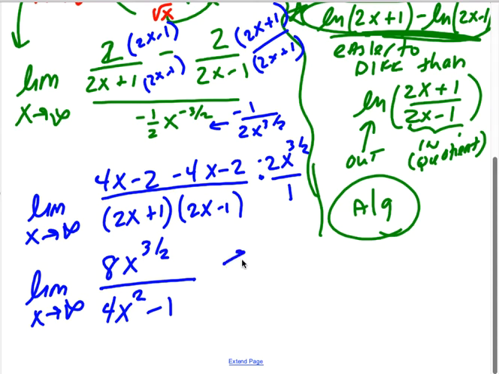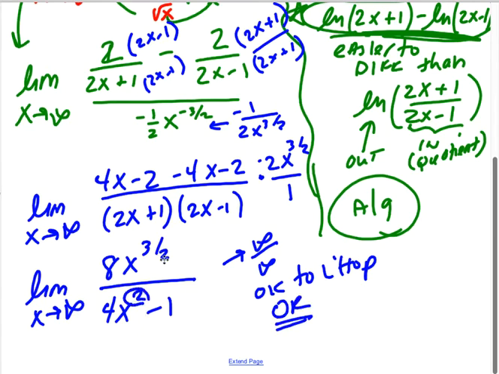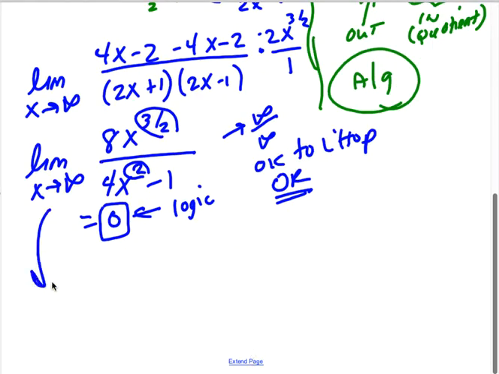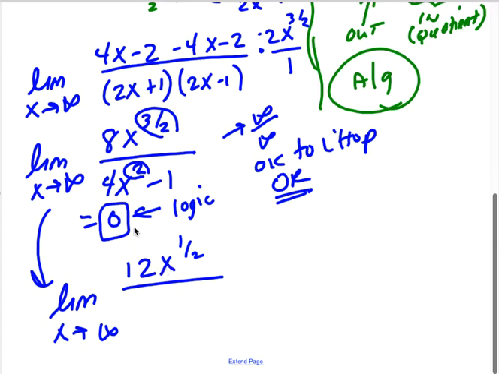If I plug in, I still get infinity over infinity, but I'm okay to L'Hopital's, and this is going to go a lot better. Now, I could do L'Hopital's, or I could recognize that 2 is a bigger power than 3/2. So once I know that, this thing is going to 0, right? I can either do this with logic, because I know that the power of the polynomial on the top is smaller, or I can do L'Hopital's. If I choose to do L'Hopital's, I would get the limit as x approaches infinity of, when I drop the 3/2 down, 12x to the 1/2 over an 8x, right? And again, you can see the top is smaller.